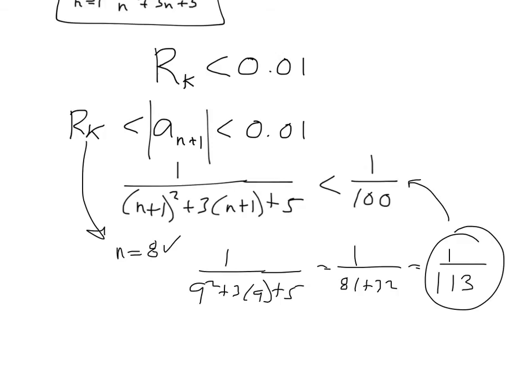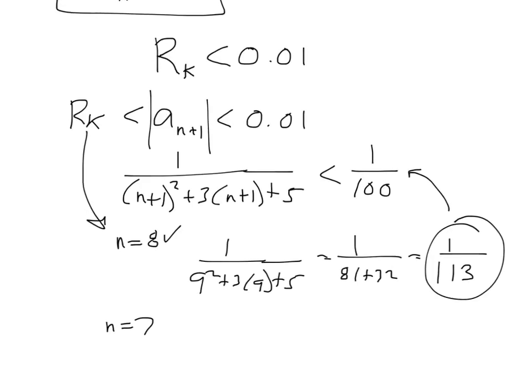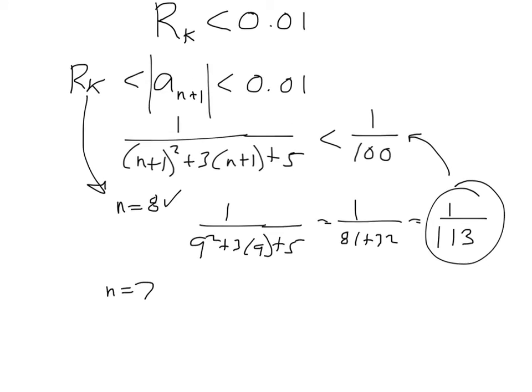So the 8th term might be okay, but what if we went too far? We should check. I don't need to check the 9th term because I'm sure that the 9th term is going to be even smaller, but we should go back and check, was the 7th term small enough? If the 7th term was small enough, then great, I can add up only the first 7 terms.